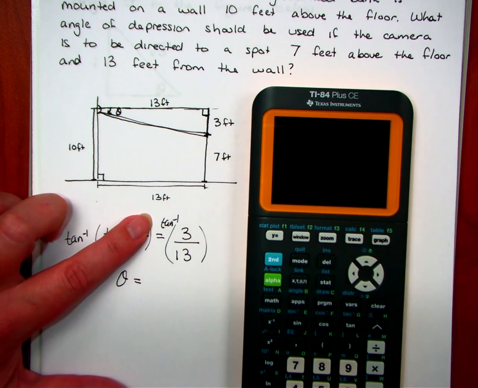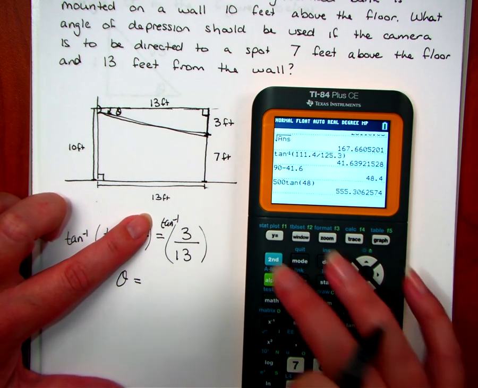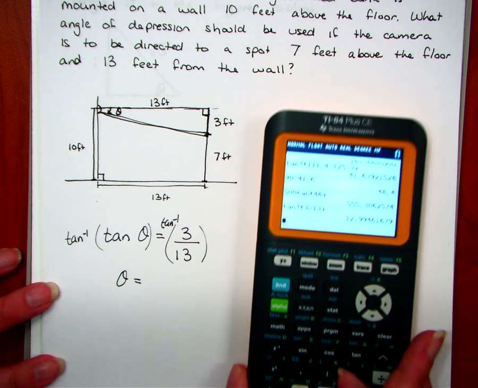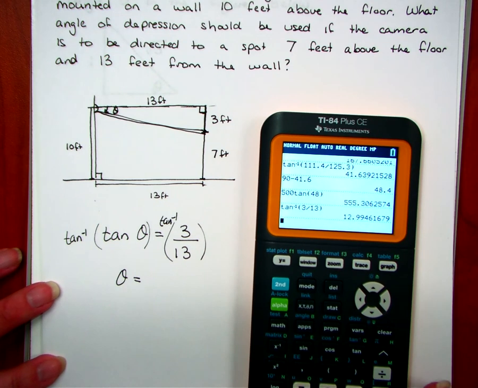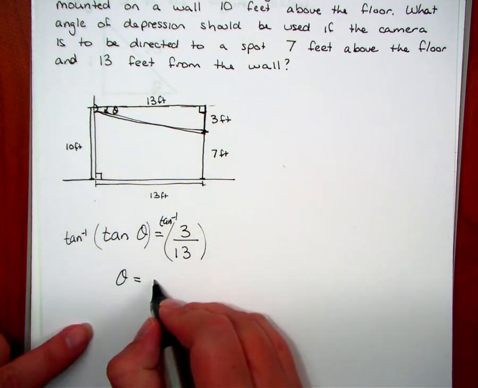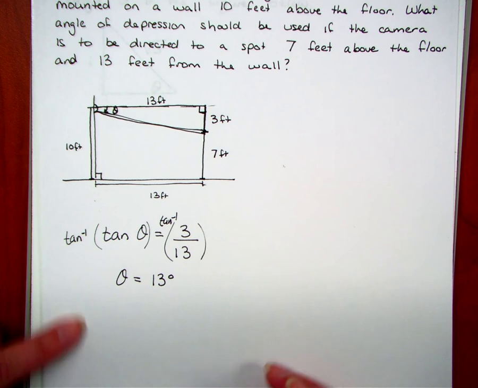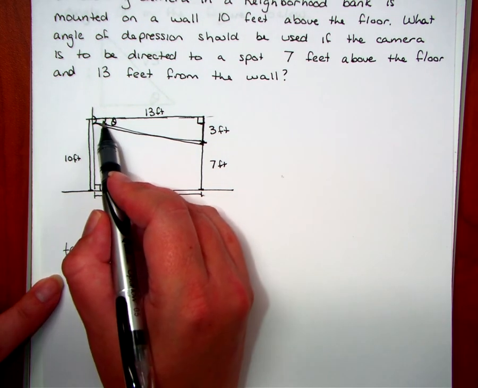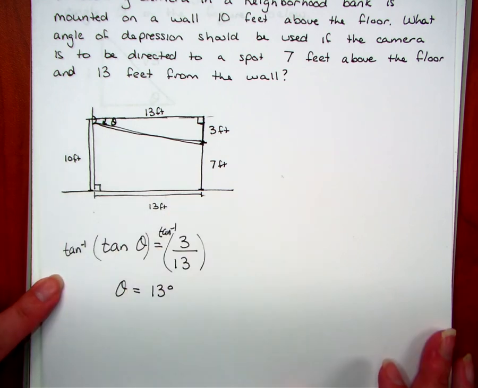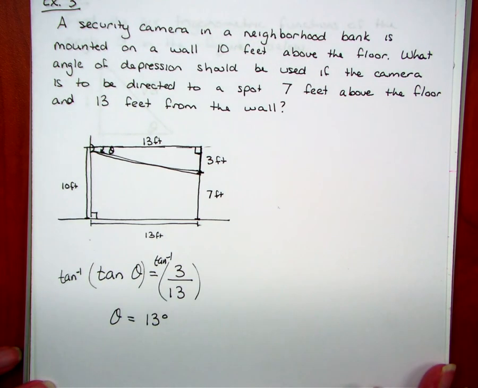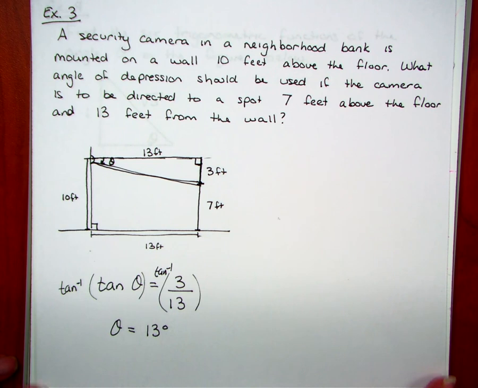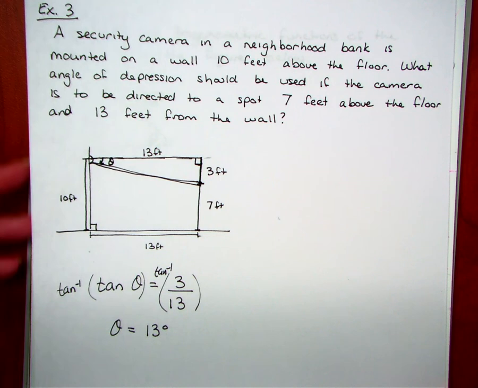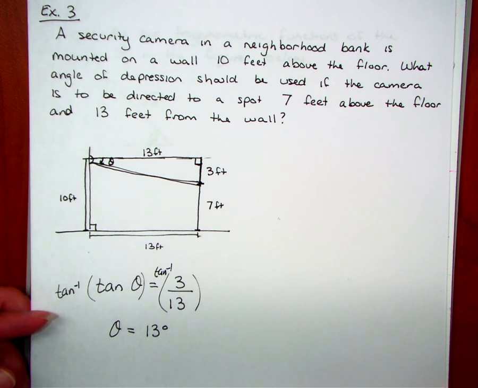So if I plug tan inverse of 3/13 into the calculator, I get an angle of depression of 12.99. I'm going to go ahead and round that to 13 degrees. So the angle of depression should be 13 degrees. We need to tilt that camera down 13 degrees to get it pointed at the correct spot. All right, so when you solve these, just find your right angle and find the right trig function to use, and you'll be good.